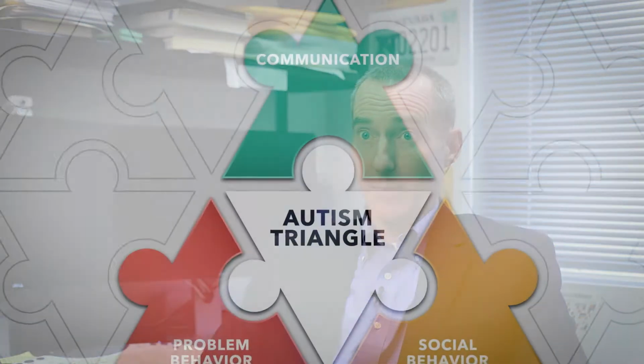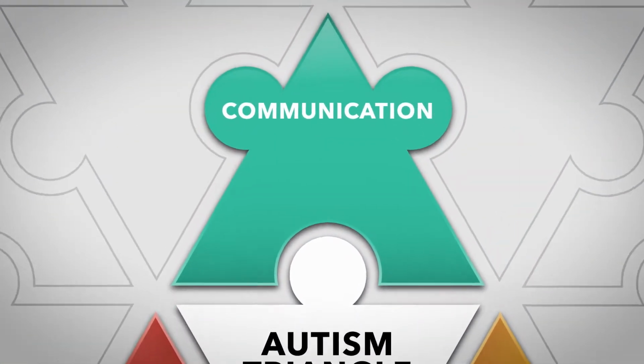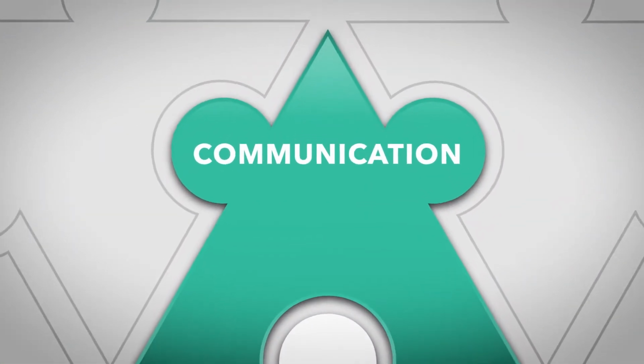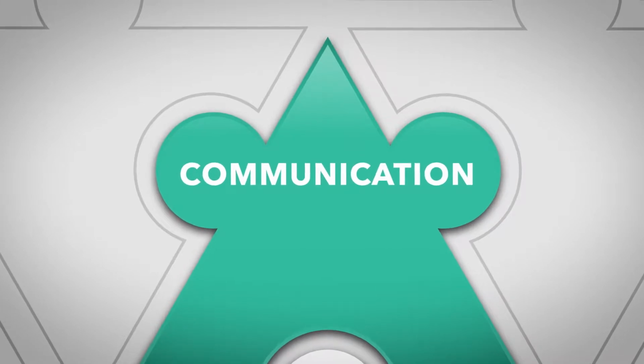Autism is a severe developmental disability that affects three primary areas of development. The first area that's affected by autism is communication. You have to remember, when we talk about autism, we're talking about a spectrum disorder, and what we mean by that is it affects people in many different ways.